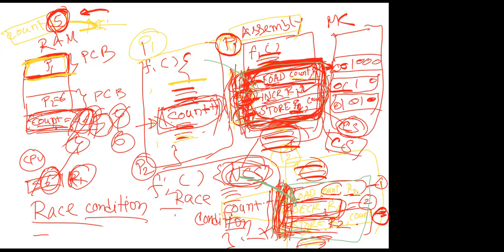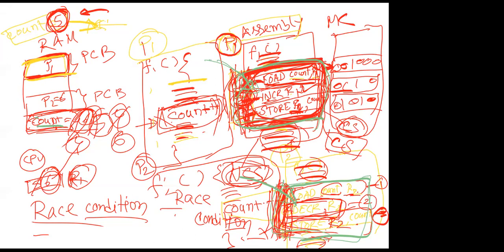Okay, you identify the critical section, and you need to ensure that when a process is inside the critical section, another process shouldn't be inside this critical section. You have to ensure this condition. That time you will get a consistent result.